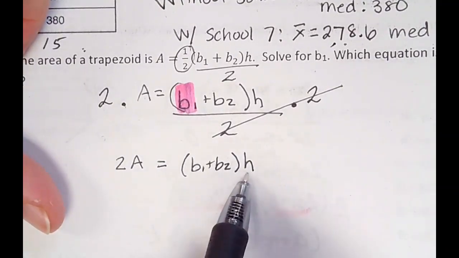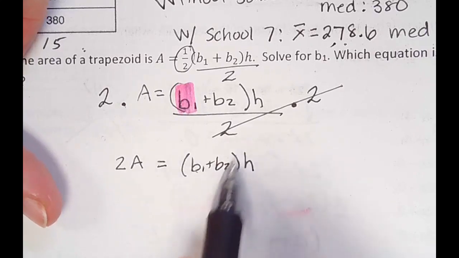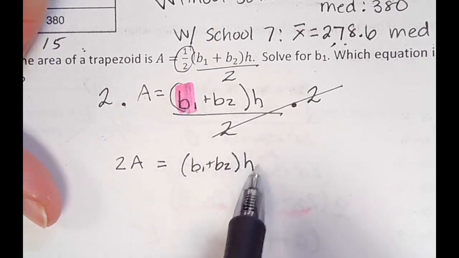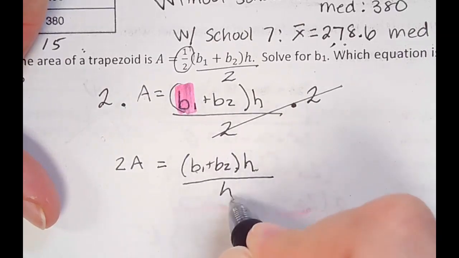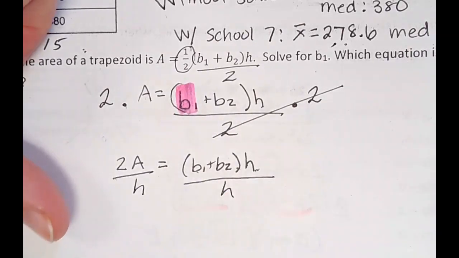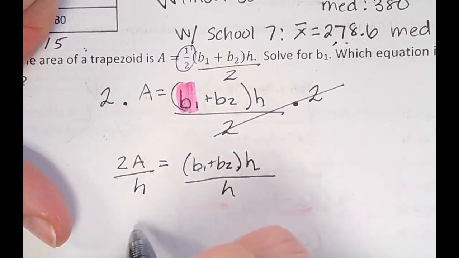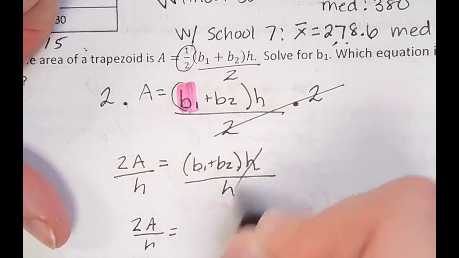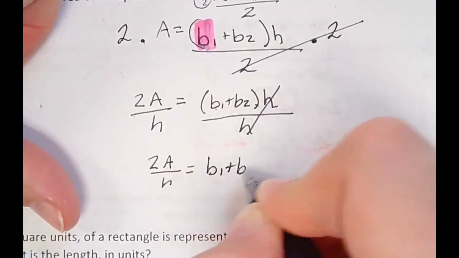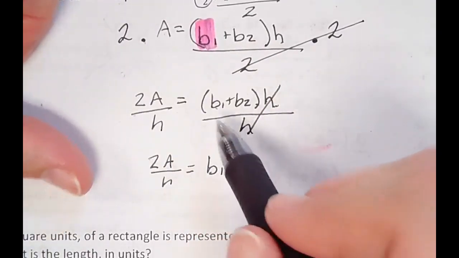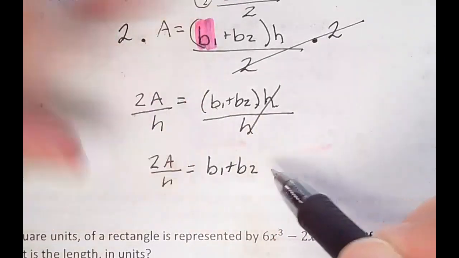Okay. In order to get to this B1, first I have to get rid of what's on the outside here, H. H is being multiplied, so I can divide everything just by H. On the left side, I'm left with 2A over H equals. On the right side, my H's cancel, and I'm left with B1 plus B2. Notice I no longer have to use my parentheses because there's nothing being multiplied to it anymore.